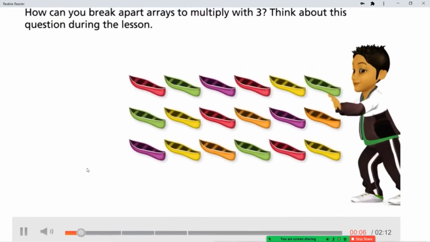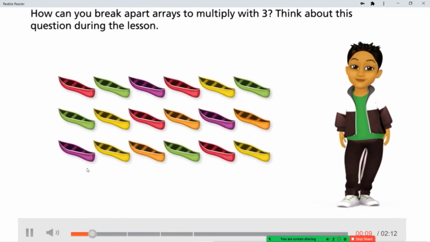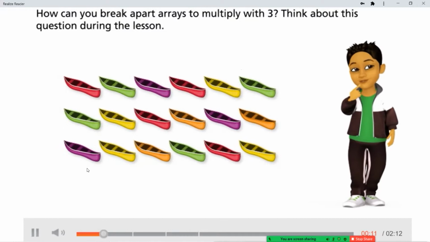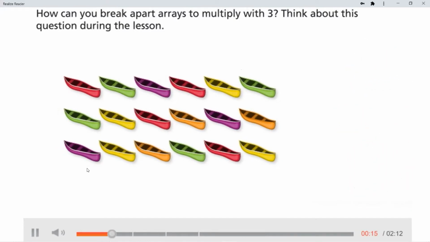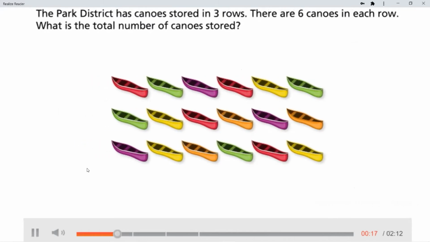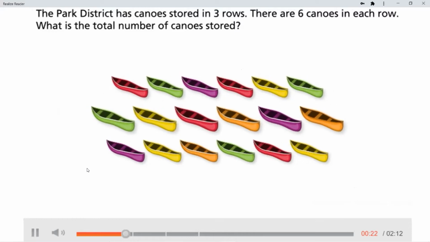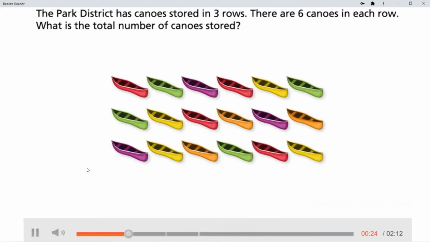How can you break apart arrays to multiply with 3? Think about this question during the lesson. The park district has canoes stored in 3 rows. There are 6 canoes in each row. What is the total number of canoes stored?